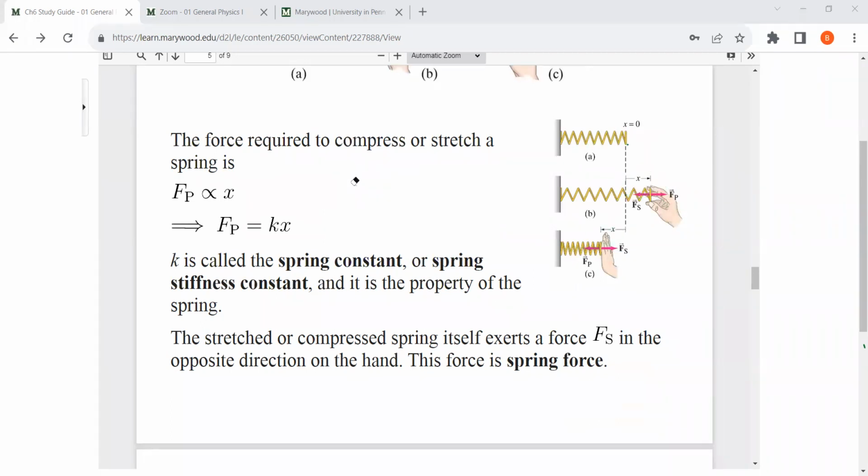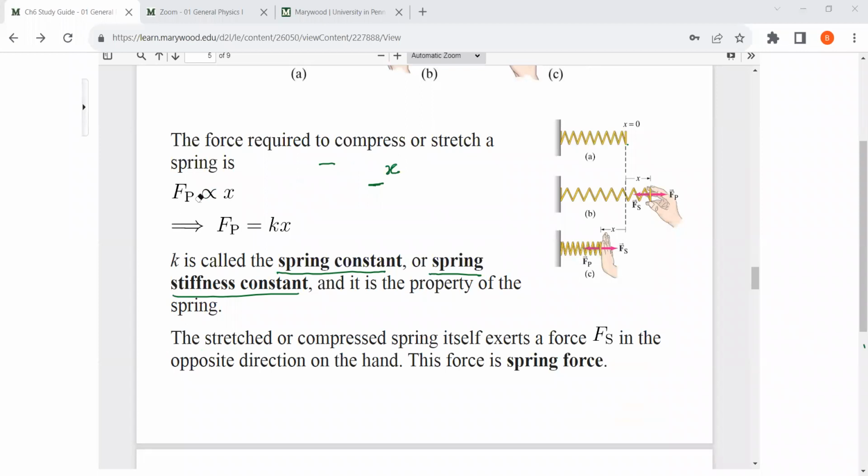All right. So with this, we can write this. Because Fp is proportional to x, and I want to remove this proportional sign, I want to write an equation. So we need a proportionality constant. Here we use small k as the proportionality constant, and this k is called the spring constant or the spring stiffness constant. It is the property of the spring. Different springs will have different stiffness. So k is different for different springs, but it is a constant for a particular spring.